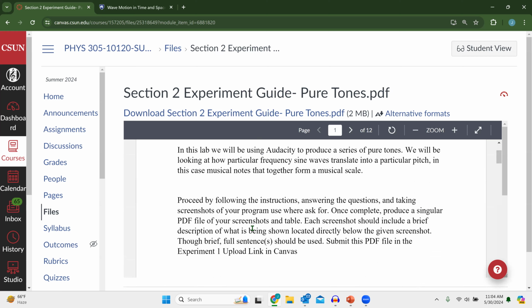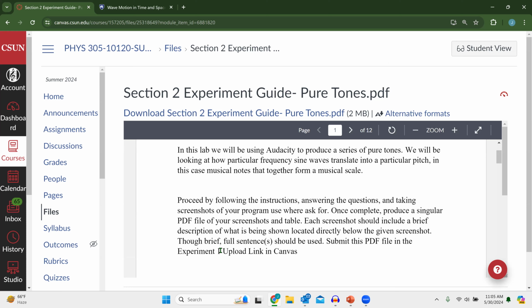Follow the instructions, answer the questions, take screenshots of your program use where asked for, produce a singular PDF file of your screenshots and table. Each screenshot should include a brief description of what is being shown located directly below the given screenshot. Though brief, full sentences should be used. So you're going to take multiple screenshots throughout this experiment. In the end, each individual screenshot should have its own description of what it is actually showing. That description should use full sentences, not just "shows a wave." It should describe what's being shown. Those should all be combined into one singular PDF file and uploaded.